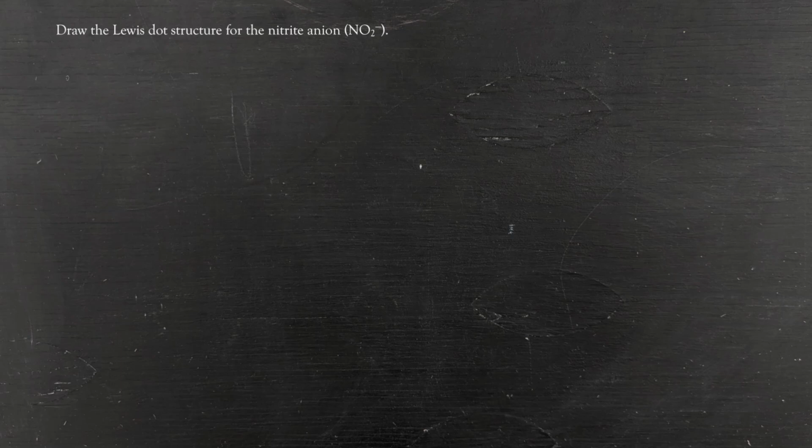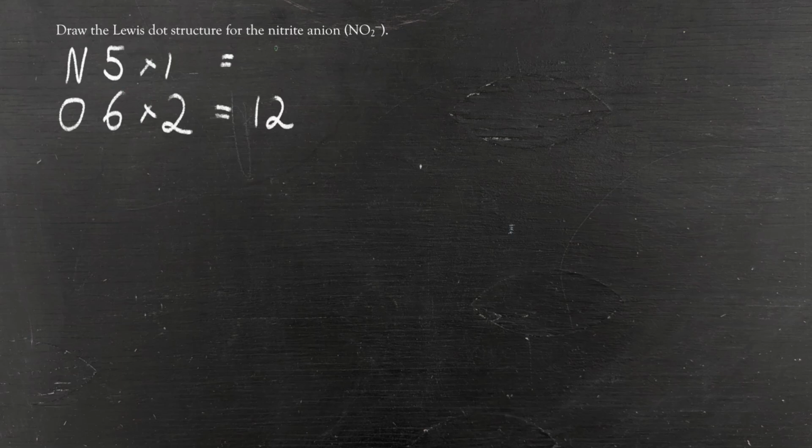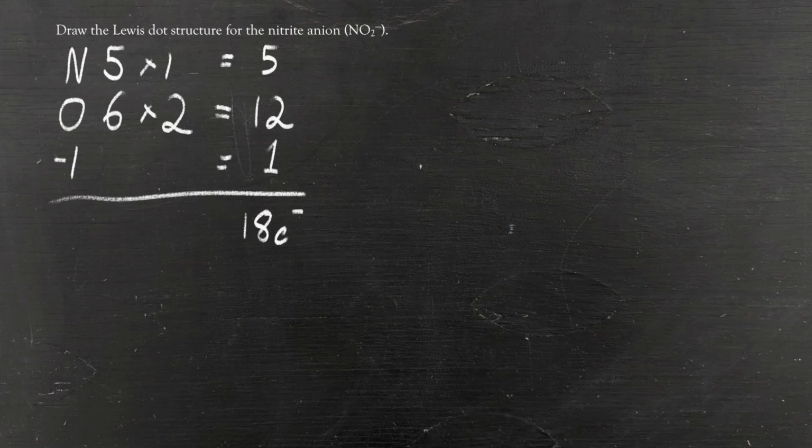We start as before and we say, well, nitrogen had 5 valence electrons. Oxygen has 6, but there's 2 of them, so we'll multiply it by 2. There's 12. There was only 1 nitrogen, so that stays at 5. And we have a -1 charge, so that's going to add in an additional electron. And we can add all of these up to say that we have 18 electrons to place in our structure.